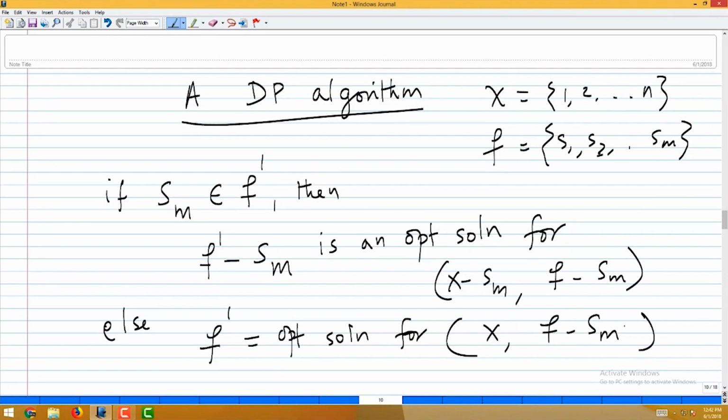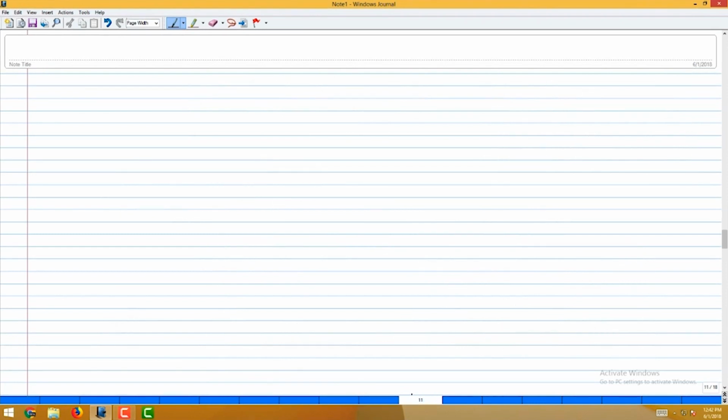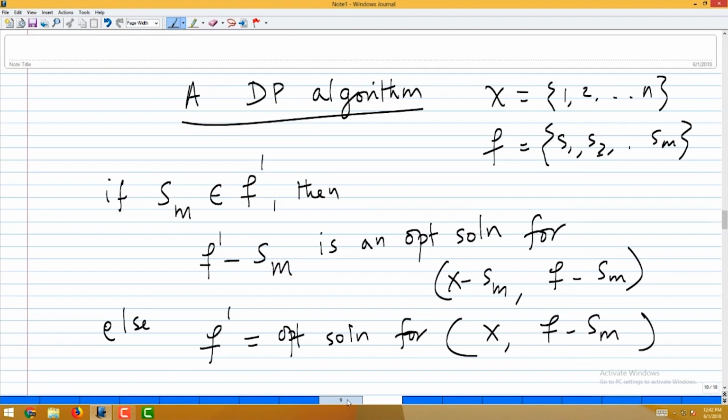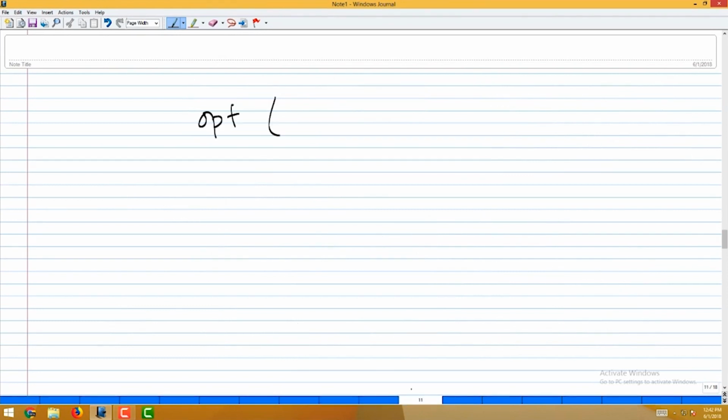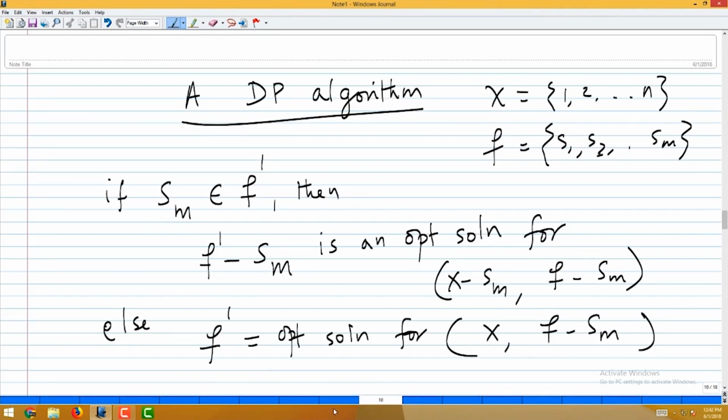So, this suggests the sub problems, this suggests the recursive formulation, right. So, what are the sub problems? The sub problems are either 1 to m, or 1 to some i, or 1 to m minus 1, and I want to cover some subset, opt of some subset, because I do not know what Sm contains.